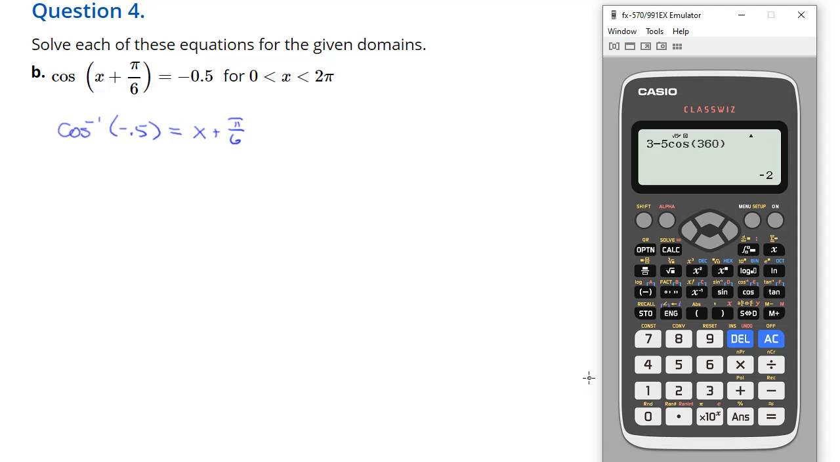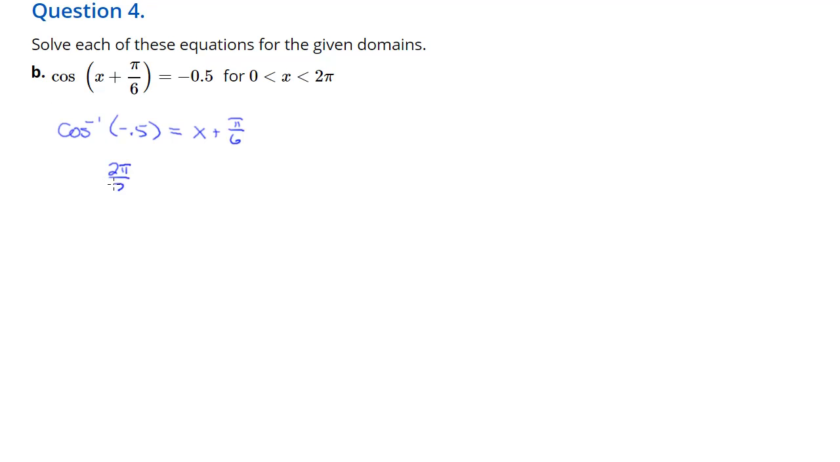And now all I've got to do is go to my calculator. I got to make sure that I am actually in radians. And plug this in: inverse cosine, negative 0.5. And then find out what our answer is. So you got a 2/3 pi, or 2 pi over 3.